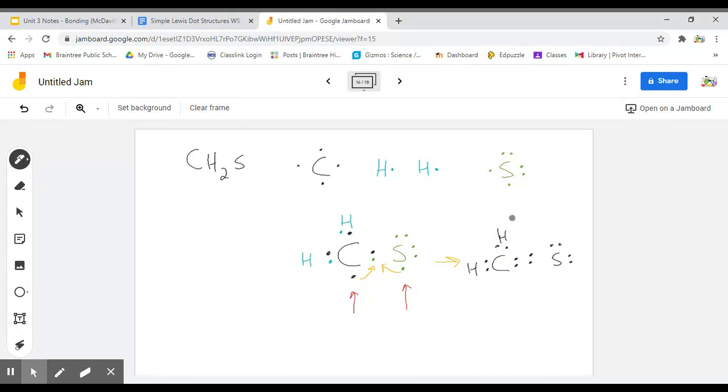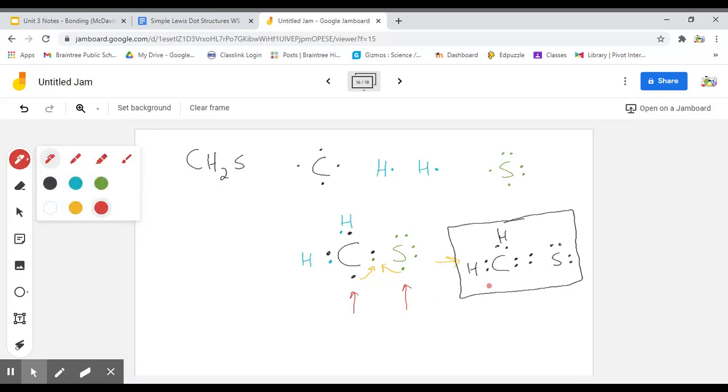Again, just for time's sake, I drew it all in the same color here. But some of these electrons would come from the hydrogen, some would come from the sulfur. We're doing covalent bonding, so we're sharing. The important thing is that you recognize that you need the double bond here, and that everybody has an octet and hydrogen has 2. All right, so this would be your final answer.